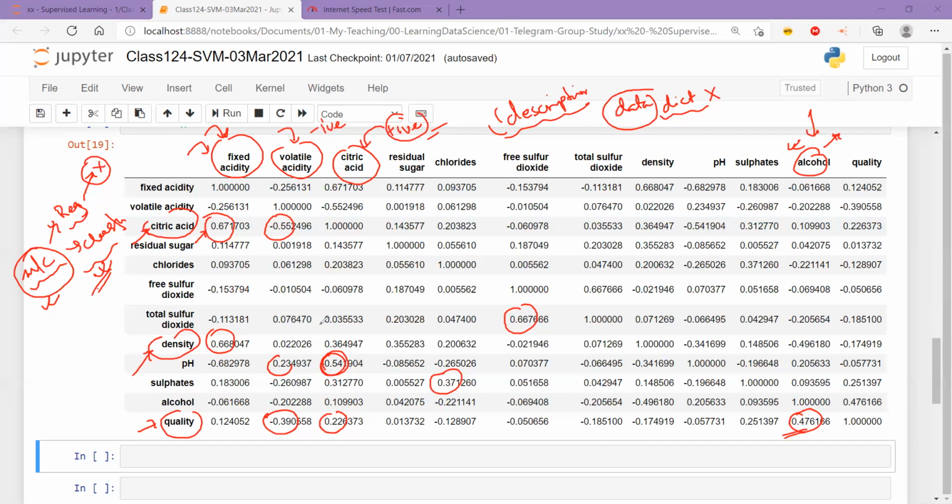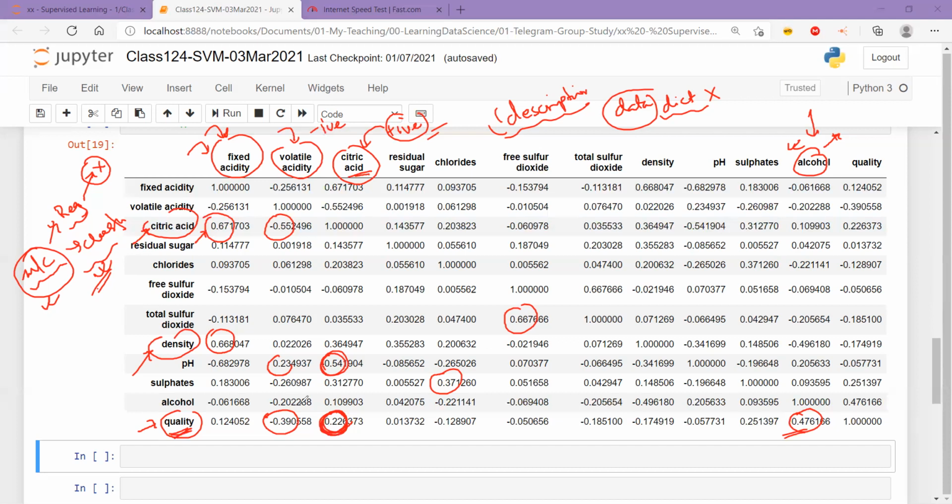Right now, one thing I can do is look at citric acid. If you look at it, citric acid is more positively correlated with quality, right? Which means that if I get rid of citric acid, it may well be a problem when I'm going to do the modeling, because then my model may not be as good as I expect it to be. It may not be able to find good relationships.